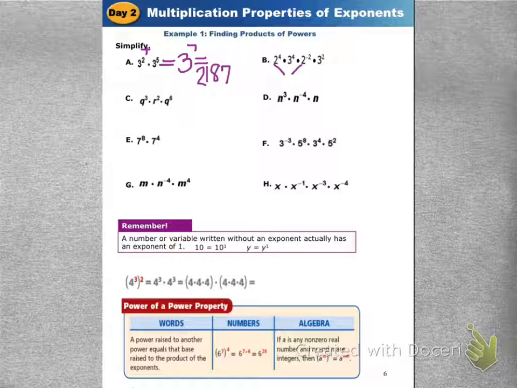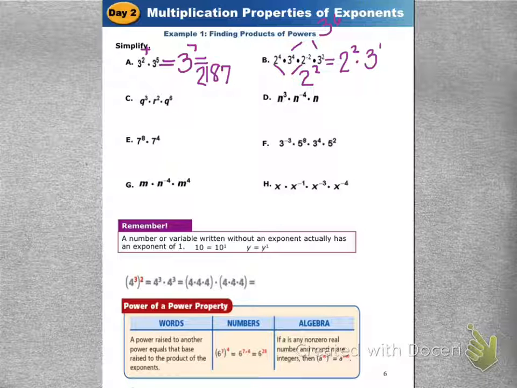So to put the 2's together, we add the exponents. So when we add the exponents 4 and a negative 2, they add up to 2. So that's 2 squared. And then when we put the 3's together, that's 3 to the 4th times 3 to the 2nd, which would be 3 to the 6th. So that leaves us with 2 squared times 3 to the 6th power.